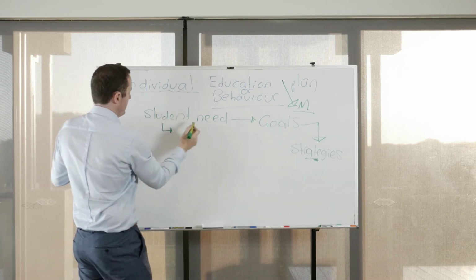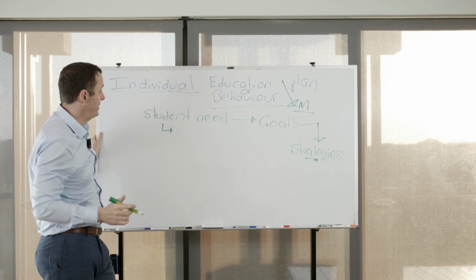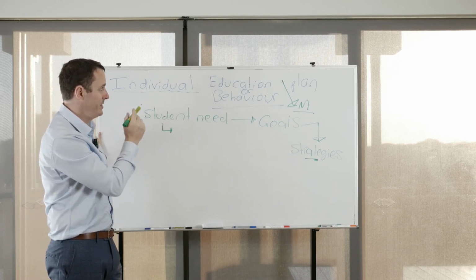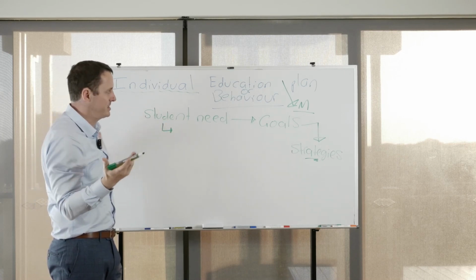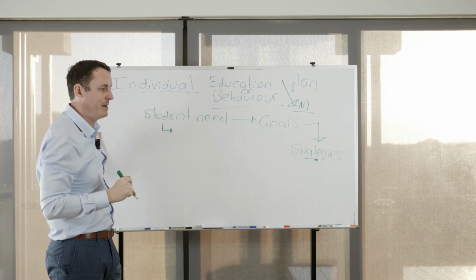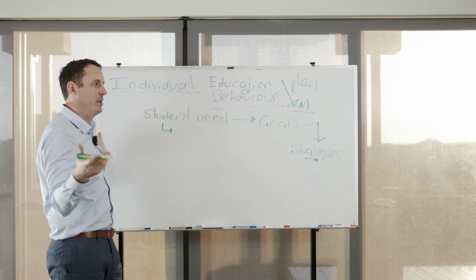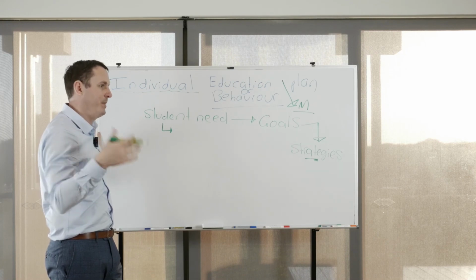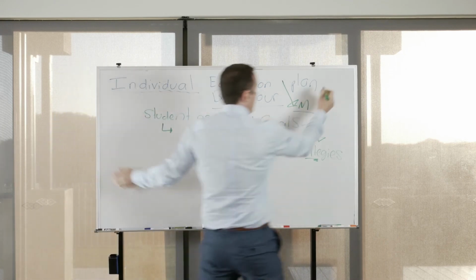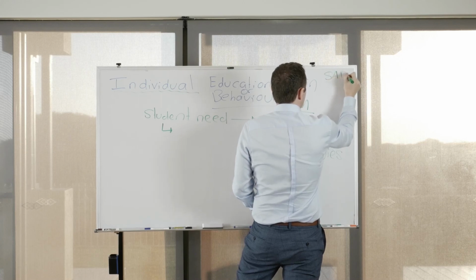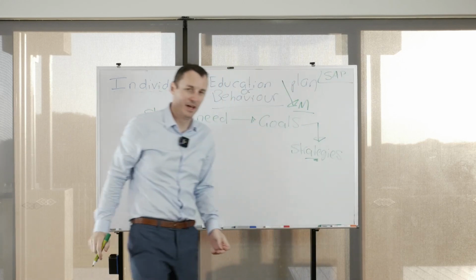But anyway, oh, and by the way, just one other little thing. In the adult sector, we still have IEPs and IBPs, not so much IBPs, but IEPs, but they're just called various different things, like a support plan, or we call it a learning and support plan, but it can be anything along those lines. We technically call ours, if you're doing any courses with us, a SAP, support and assessment plan.